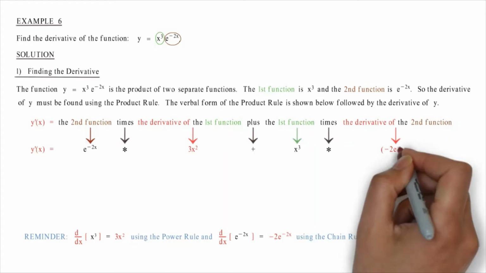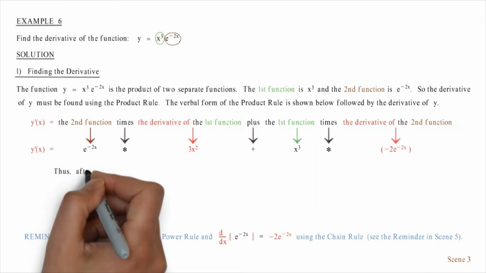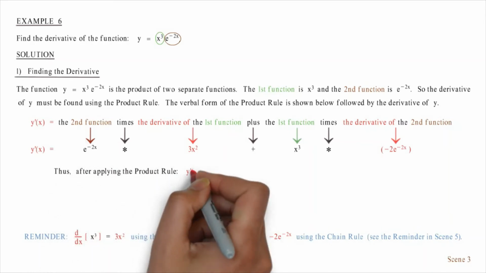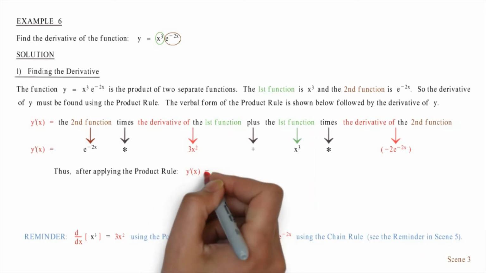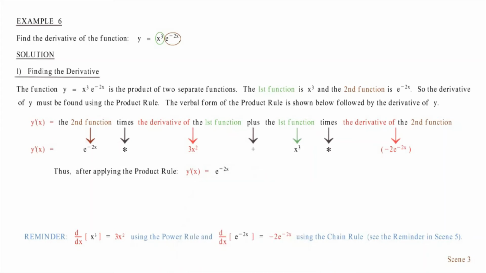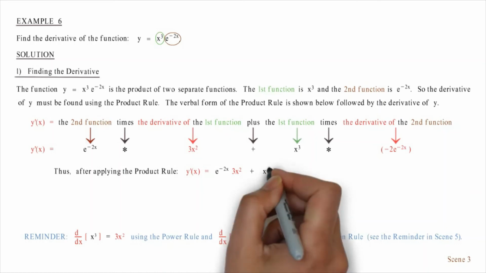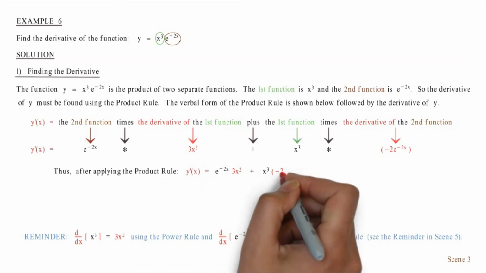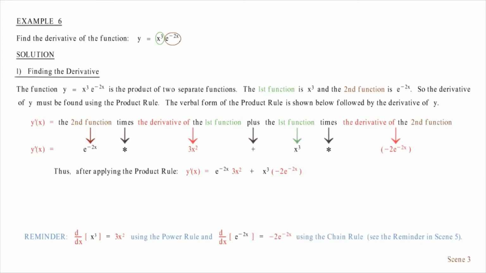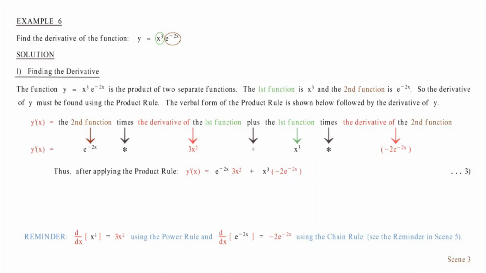Thus, after applying the product rule, y dash of x equals e to the minus 2x times 3x squared, plus x cubed times minus 2e to the minus 2x. Call this equation equation 3.